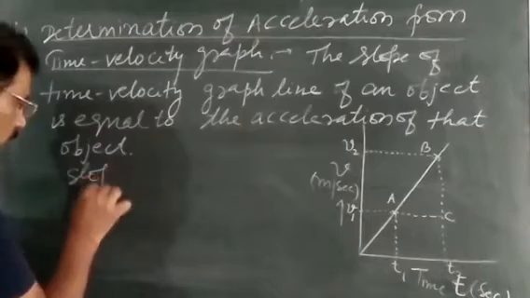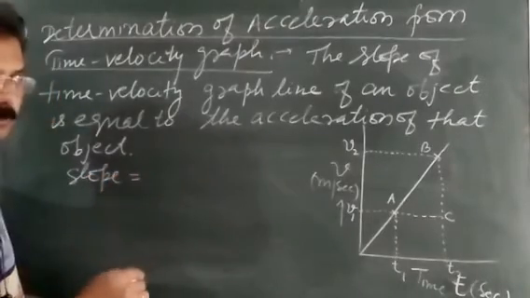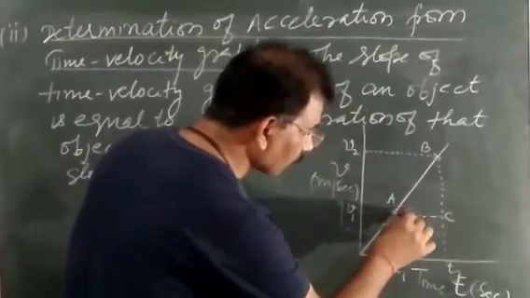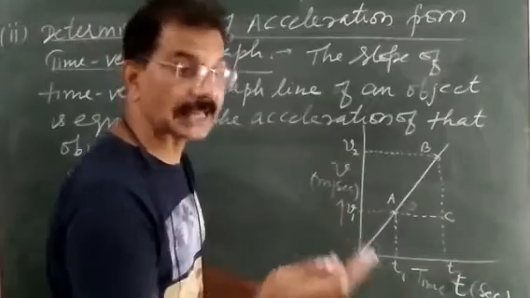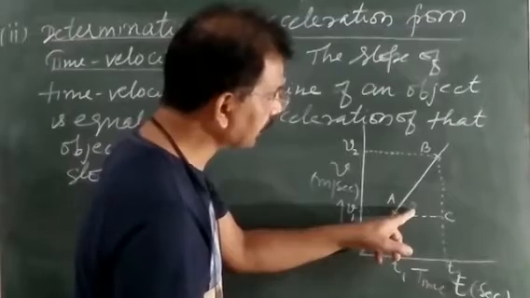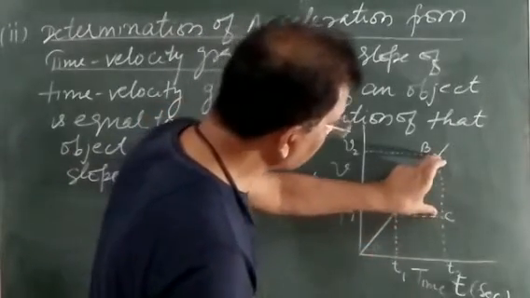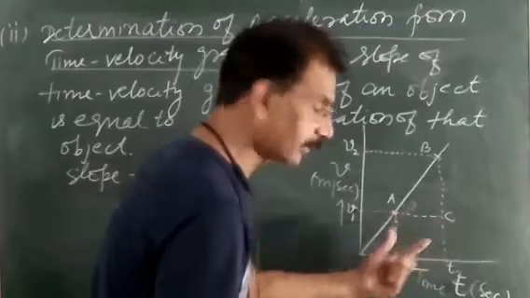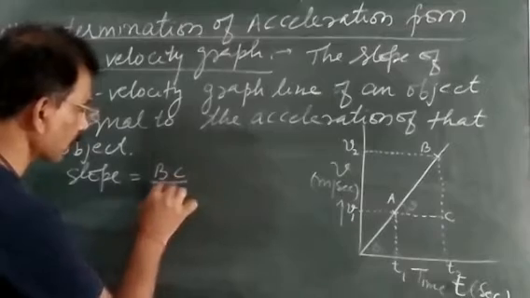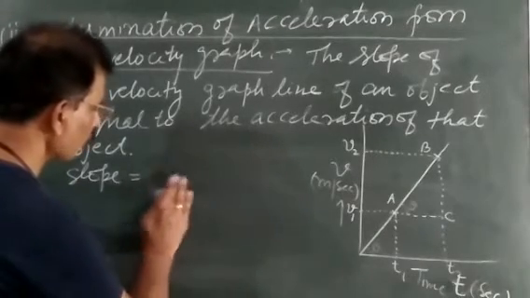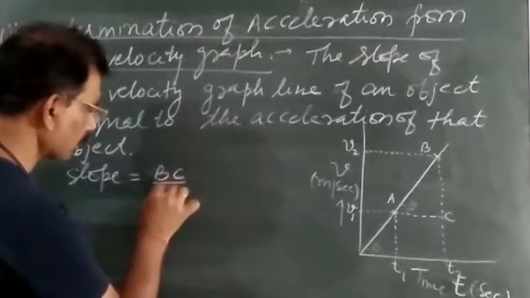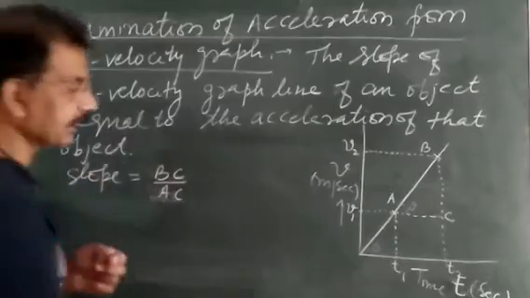Now the slope of this line is equal to, how can we find the slope? Slope means if suppose this angle is theta, so this angle will also be theta, and slope is tan theta. From triangle ABC, when you calculate tan theta, tan theta means perpendicular BC upon base AC. So simply you can say slope is equal to tan theta is equal to BC upon AC. Always remember the slope is tan theta.